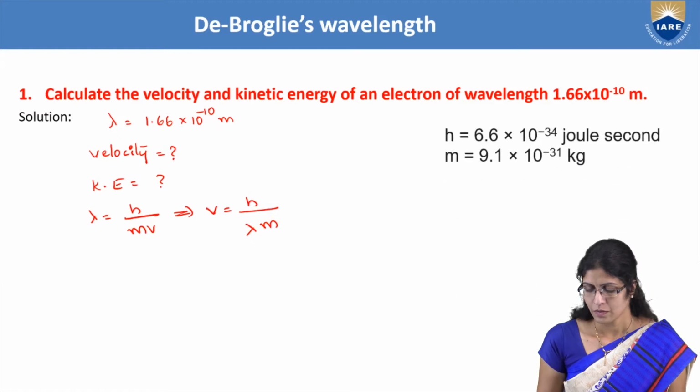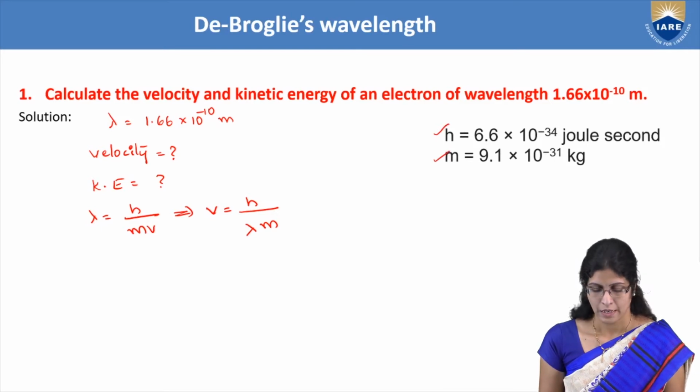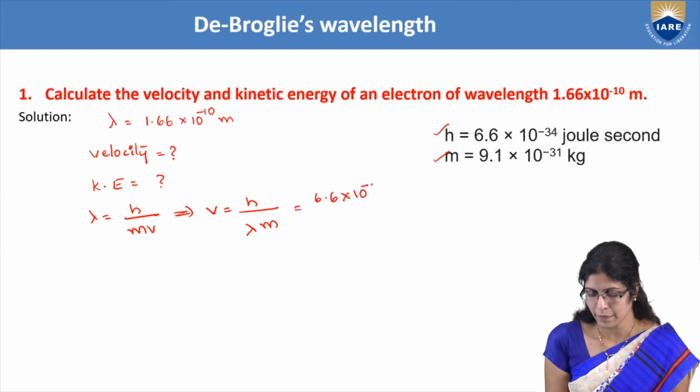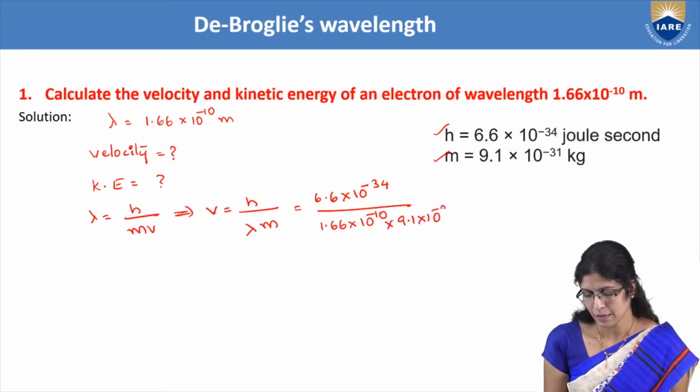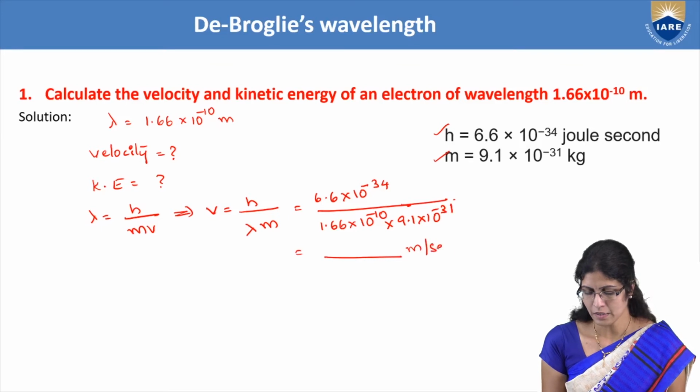So these are the values which you have to remember: the Planck's constant and the mass of the electron. And lambda is given for you. Just substitute all of those. 6.6 into 10 power minus 34 by lambda, which is 1.66 into 10 power minus 10, into m, which is 9.1 into 10 power minus 31. If you solve it out, you will get velocity in meter per second.